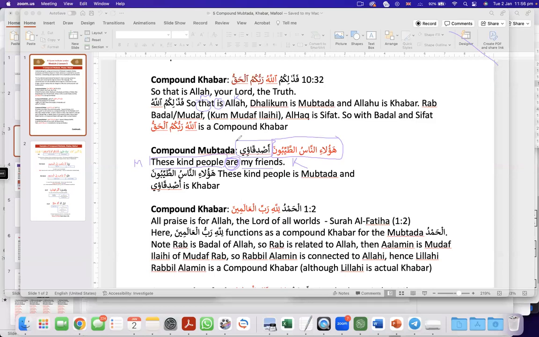So here, these kind of people are Mubtada, compound Mubtada. Three words together. And the other part, my friends, is not Mubtada. It is Khabar, of course. Everything will go by meaning.